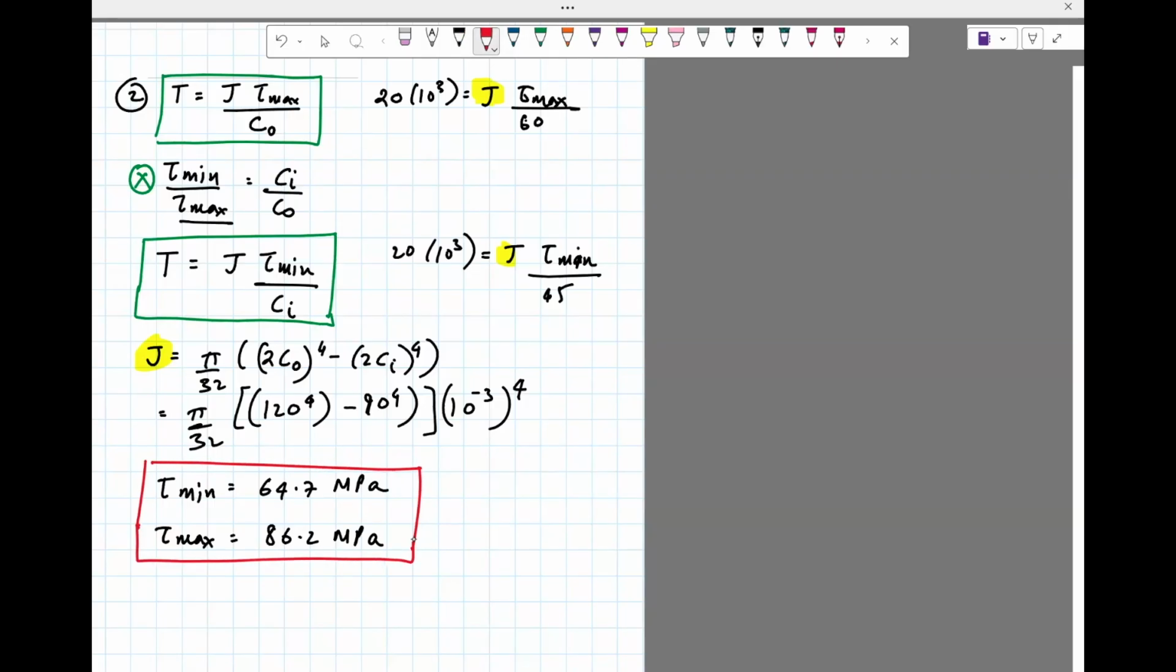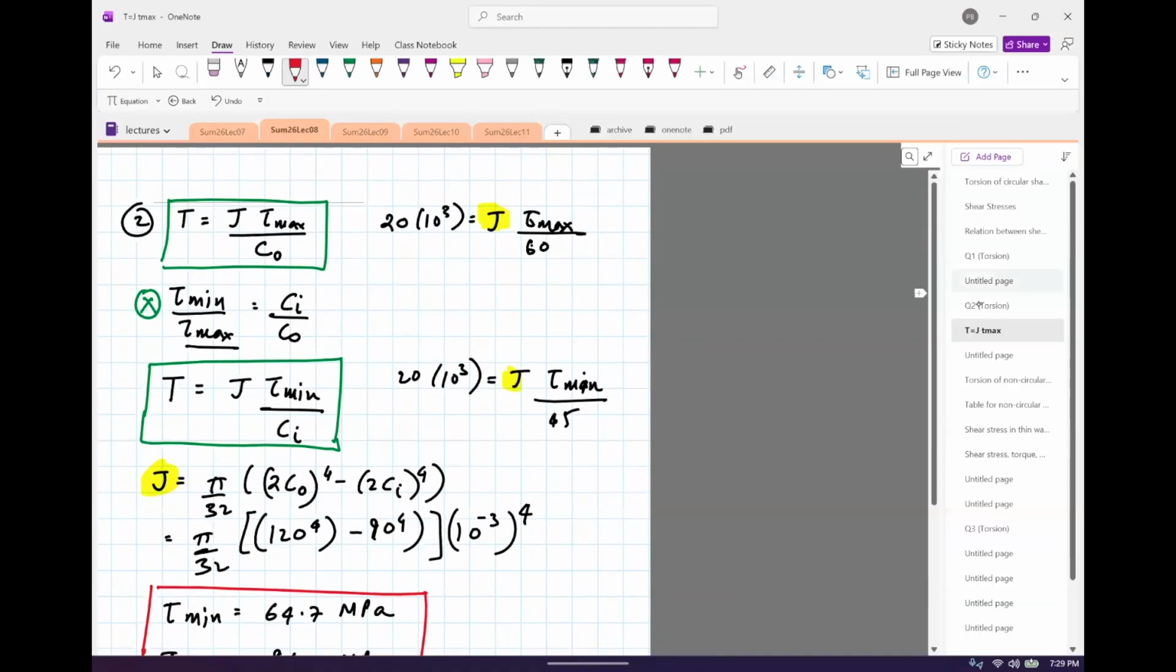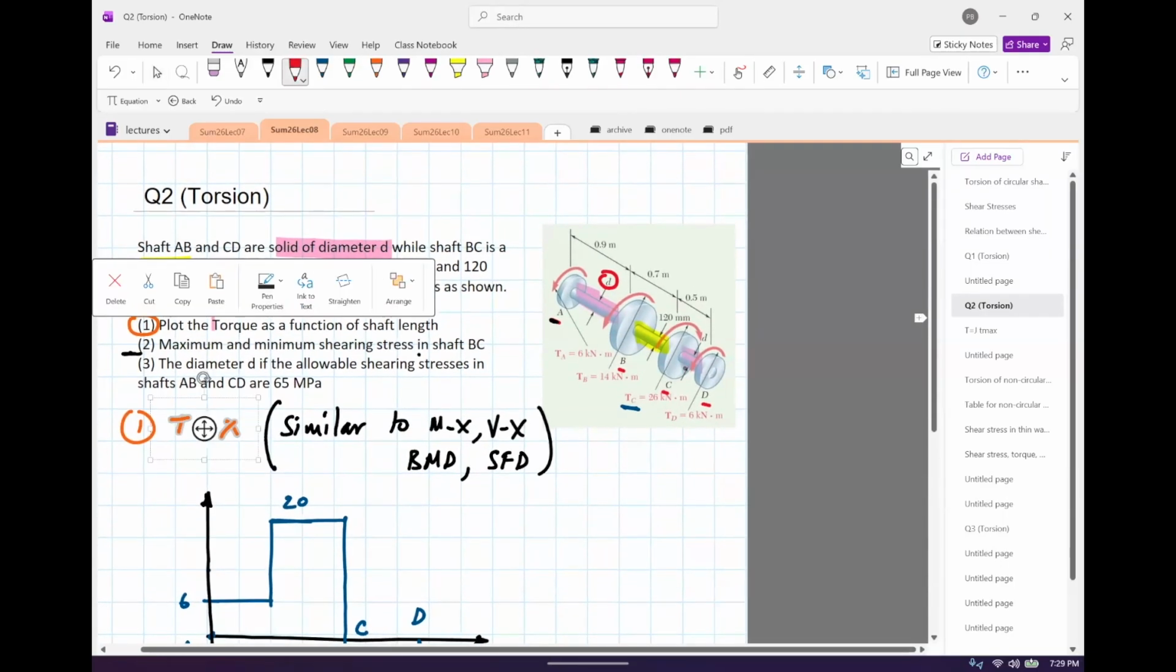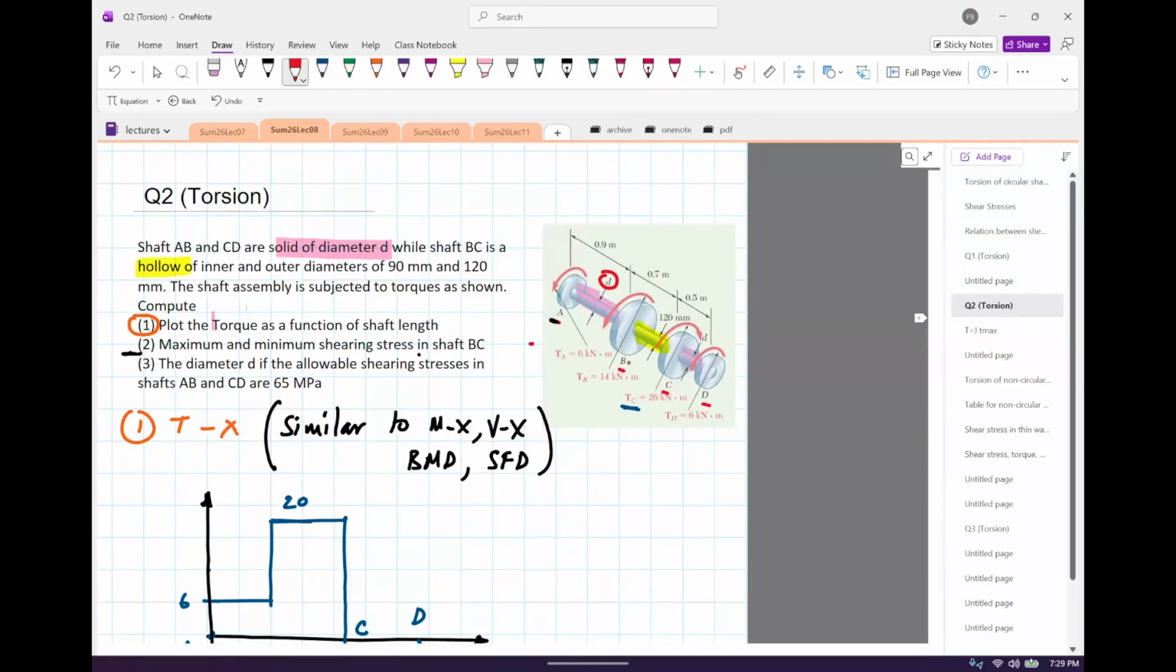Okay, so that's part two, and then part three, we need to compute, I think, the diameter given the allowable stress. The part highlighted in pink is the unknown diameter. We need to figure out what diameter will ensure that the maximum shear stress is not exceeded. So we're given the maximum shear stress is 65, so it shouldn't exceed 65.